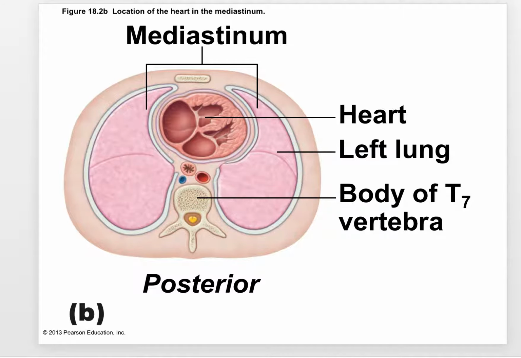Here's the mediastinum, the central portion of the thoracic area. The heart's in the middle, in the mediastinum. It's posterior to the sternum, which is here. It's anterior to the vertebral column.